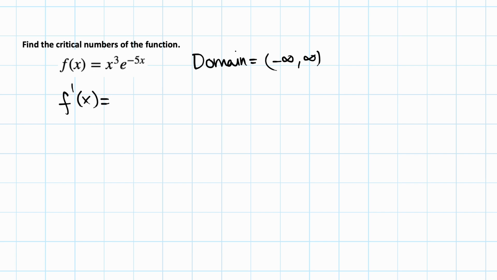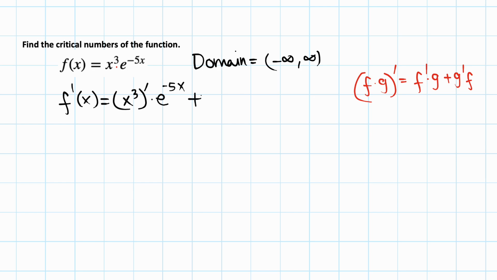We have x cubed times e raised to negative 5x, which is in fact a product. So we must use the product rule. When we have f times g, then its derivative is f prime times g plus g prime times f. Okay, so the derivative of x cubed, which is 3x squared, times e raised to negative 5x, plus the derivative of e raised to negative 5x times x cubed.